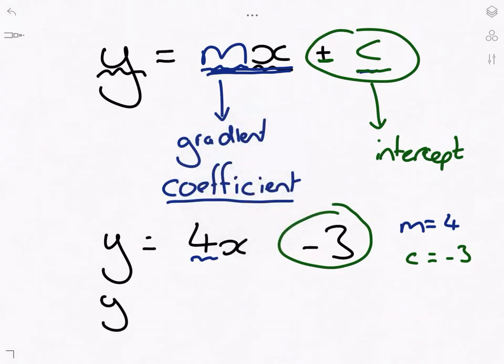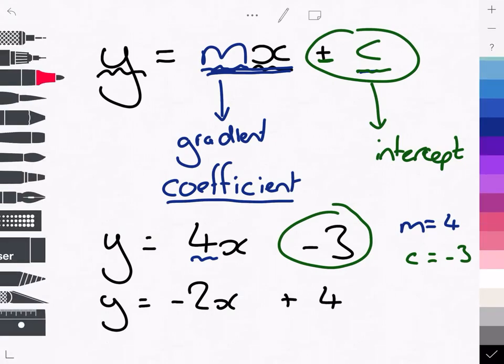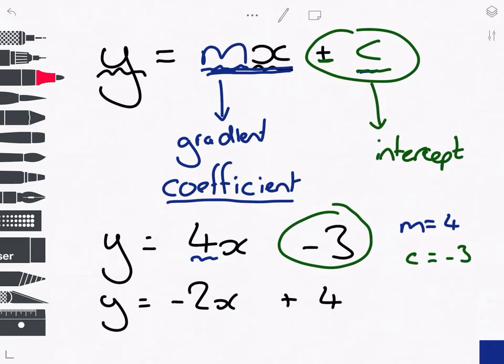Let's do y equals minus 2x plus 4. Well, again, you should be able to get this straight away. Gradient is the bit next to the x, so it's the minus 2. And the intercept is a bit on its own, just 4. So it's plus 4 here.